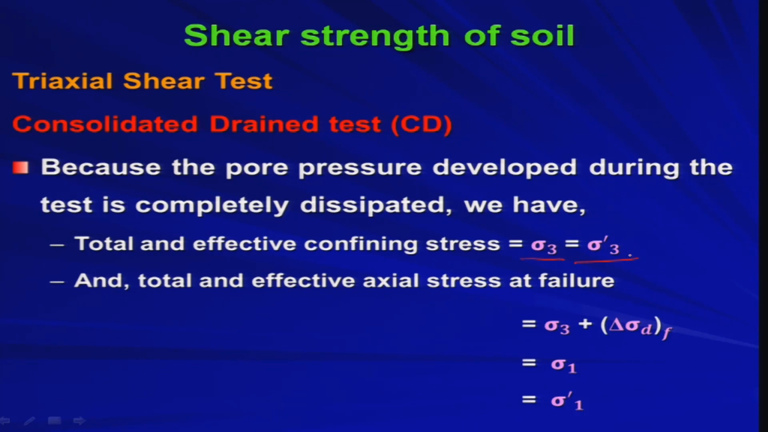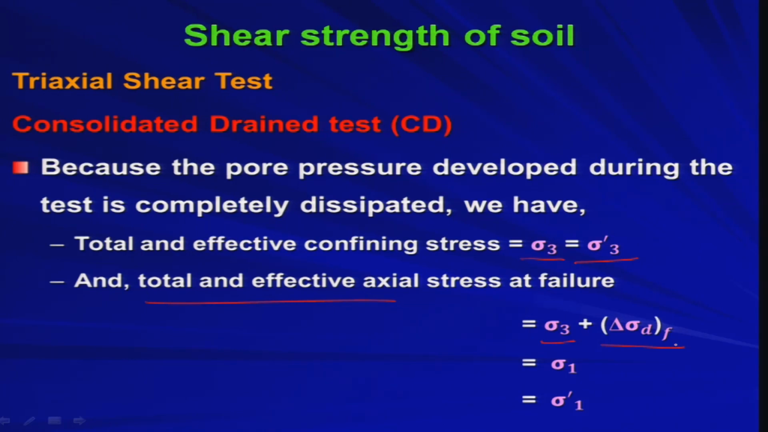So, total must be equal to effective, because there is no excess pore water pressure, agreed? Okay. Similarly, total and effective axial stress at failure will be equal to sigma 3 plus something, because sigma 3 alone is not causing the failure, as I told you, right.